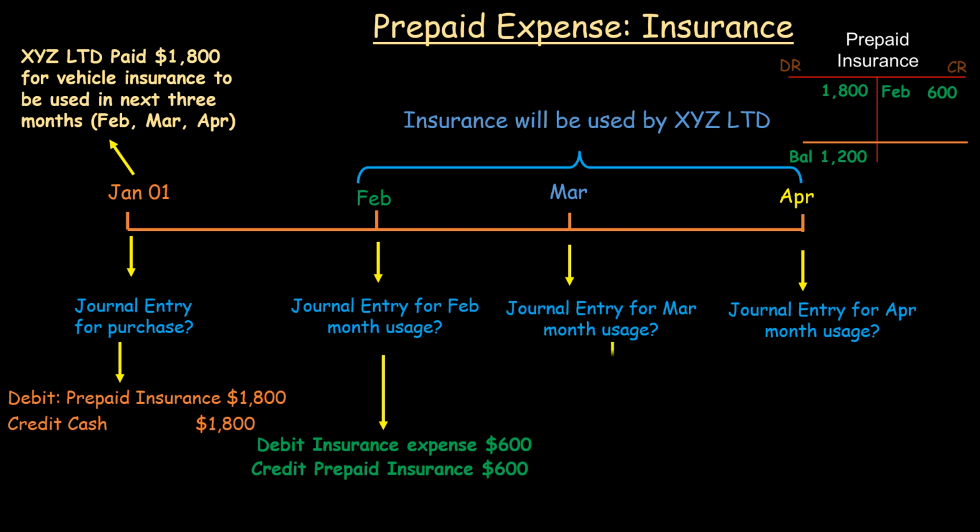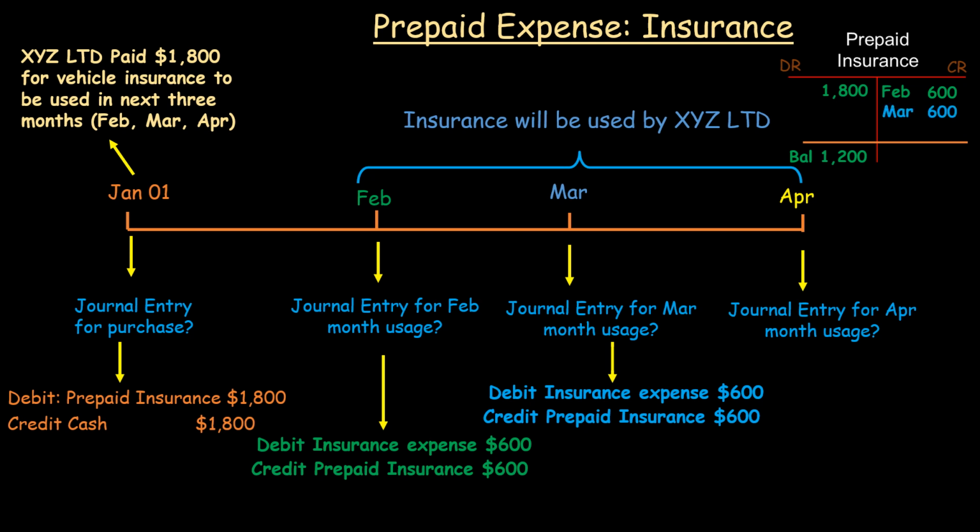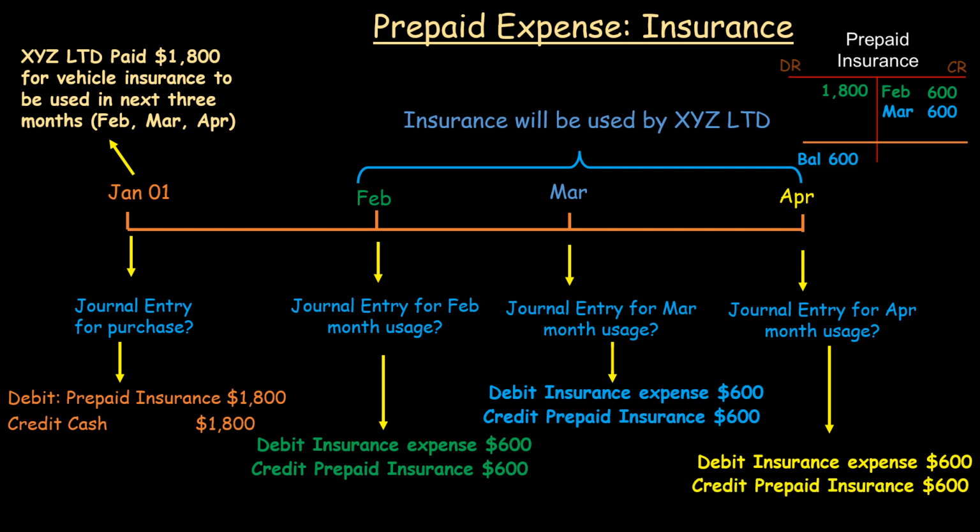Similarly, the journal entry for March would be, again, 1 more month of insurance has been used, so we are going to debit insurance expense. And what is it that was used? The prepaid, so we are going to credit prepaid. Again, if you look at the T account in the top corner, you can see that the $600 has been updated on the credit side, bringing the balance to $600 in the prepaid insurance account. And lastly, in the month of April, again a usage happens, so it will be debit insurance expense $600 and prepaid insurance will be credited again.